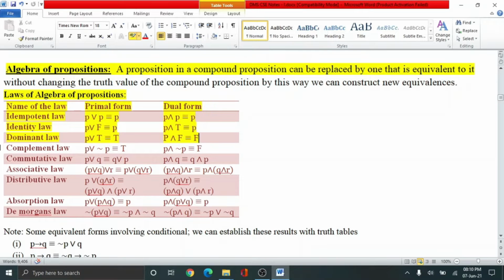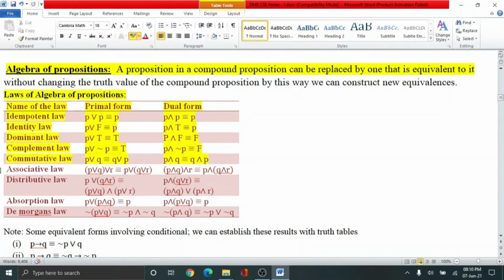The next law is the complement law. The primal form is given by the disjunction of P or negation P is equivalent to T, and its dual form is the conjunction of P and negation P is false. The next one is the commutative law. The primal form is the disjunction of P or Q is the disjunction of Q or P, and its dual form is the conjunction of P and Q is equivalent to the conjunction of Q and P.